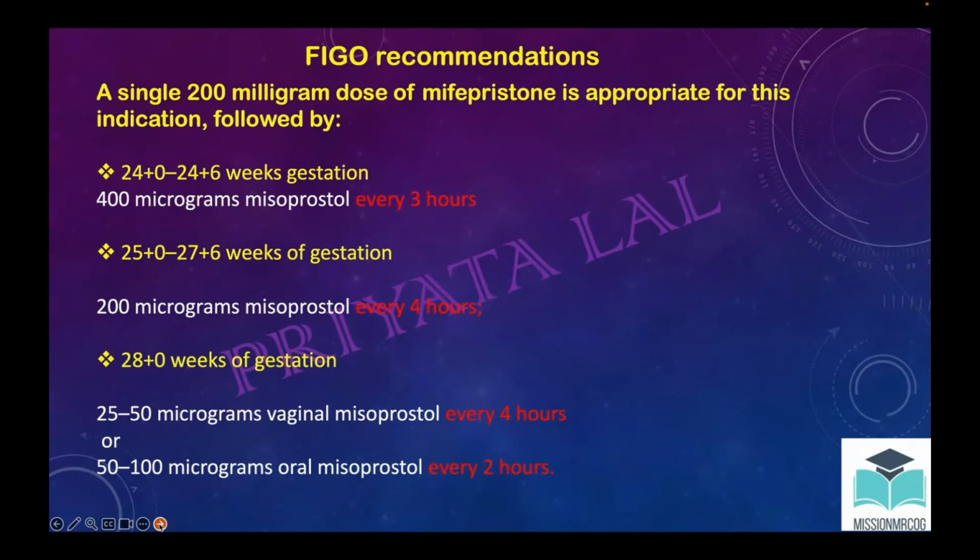From 24 to 26 weeks, 400 micrograms of miso every 3 hours. Then as the gestation increases, the dose gets reduced: from 27 to 28 weeks, 200 micrograms of miso 4 hourly. After 28 weeks of gestation, it is 25 to 50 every 4 hours if it is vaginal, and if it is oral, then a higher dose, that is 50 to 100 every 2 hours.